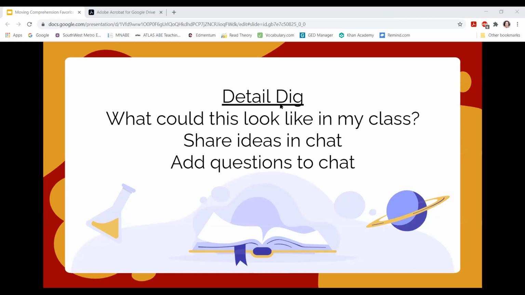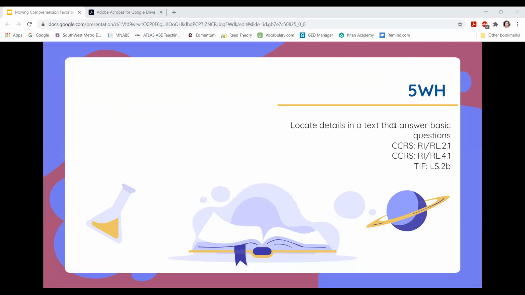Okay, we're going to move on to one final activity here. In the most recent survey of STAR participants, one of the needs that was identified was finding text to work on the various comprehension strategies that are taught in evidence-based reading instruction. So we're going to use this as an opportunity to revisit 5WH.